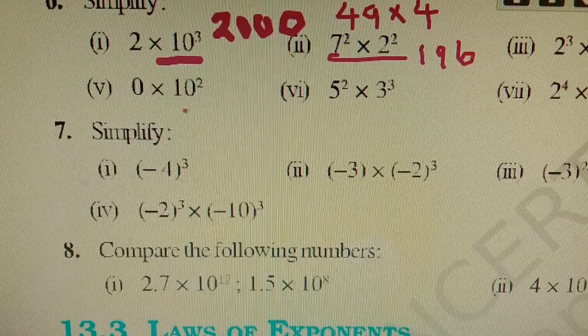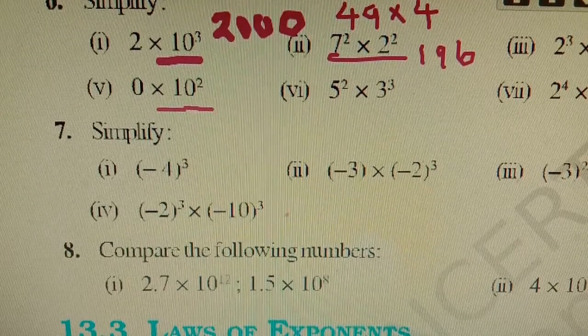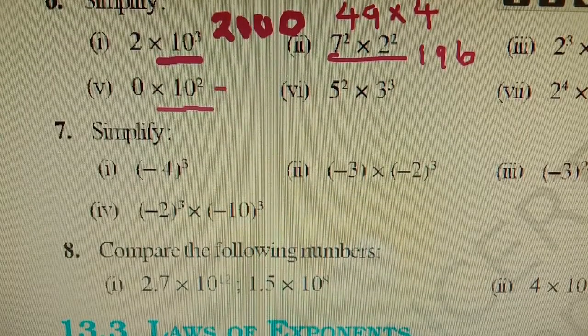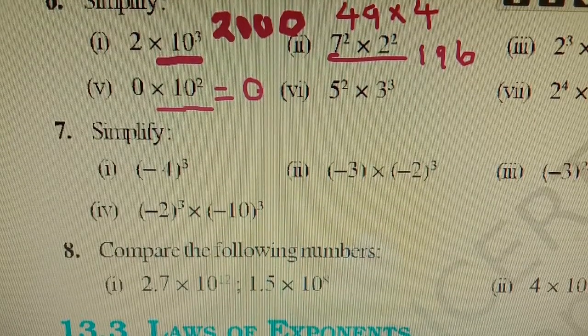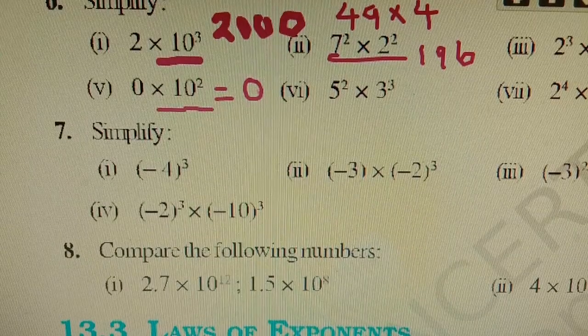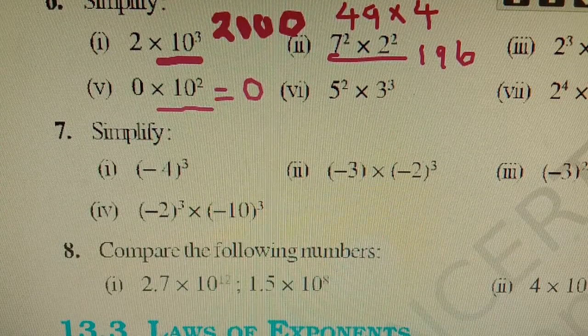768 is the answer. So all of you clear that much? Then next one, question number 5. Here 0 into 10 square. 0 into any number is 0. So no need of finding 10 square. 0 into 10 square, that is 0.